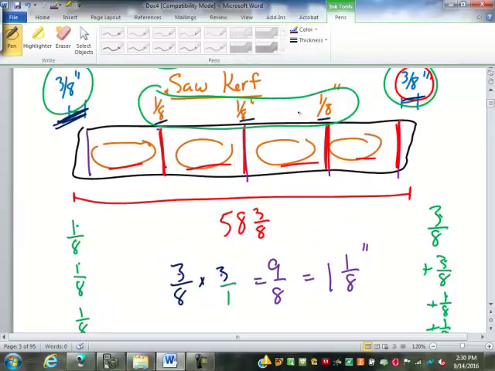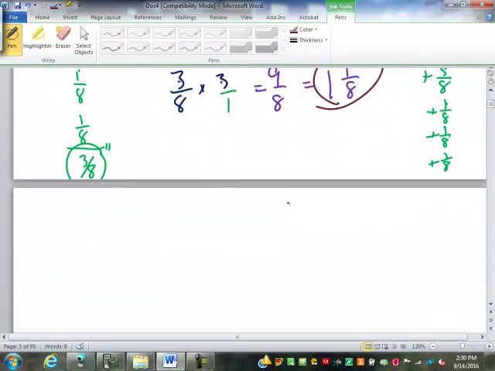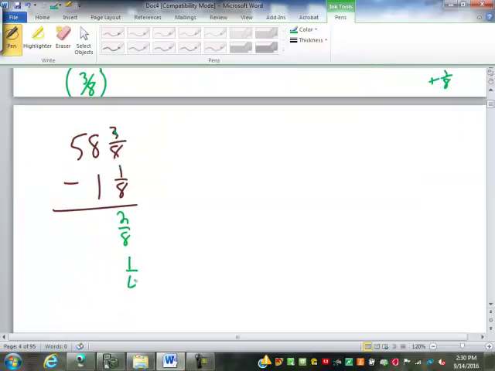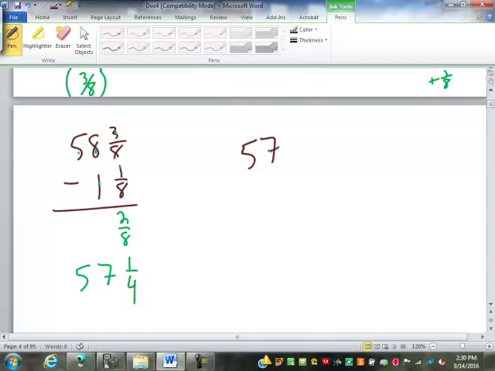So that means out of my 58 and 3/8, if I'm going to lose 1 1/8, I have to subtract to see how much good wood is going to be left over. So 58 and 3/8 minus my 1 1/8. They're already in common denominators. So 3 minus 1 is 2/8. That can be reduced to 1/4. 8 minus 1 is 7. And 5. So we have 57 and 1/4 inch of good material that'll be left after all our cuts.